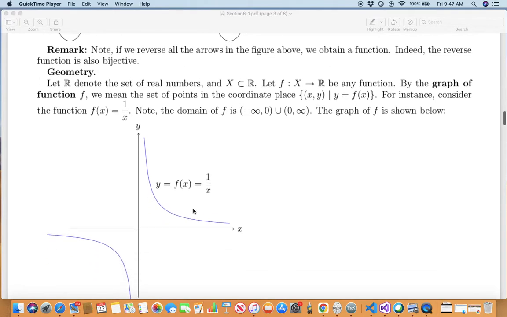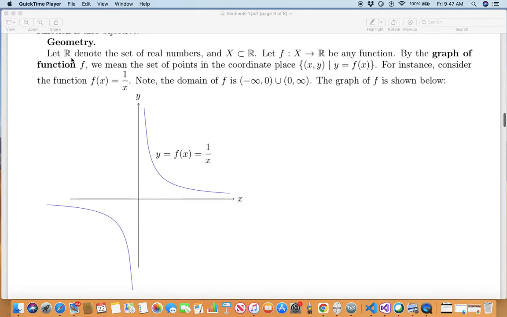Okay. Now, geometrically, consider R, the set of real numbers, and take your X inside R, a subset of R. Let f from X to R be any function. So this is what is called a real valued function. The image of f is inside the set of real numbers. By the graph of this function f, we mean the set of points in the coordinate plane XY where the y coordinate is given by f of the x coordinate.